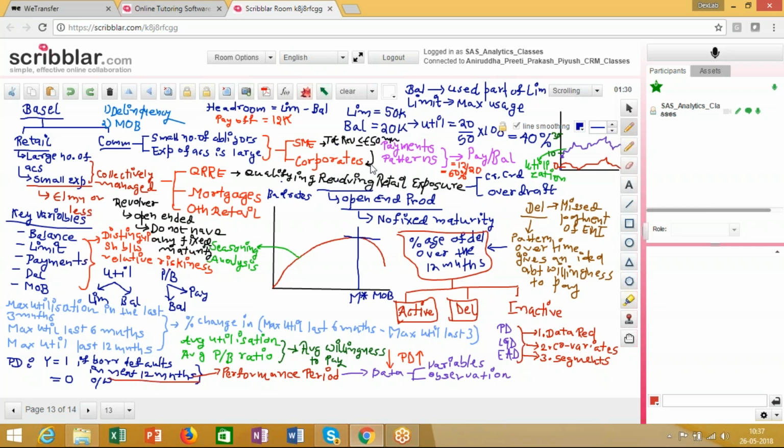So let us quickly look into one retail product and one commercial product and try to understand how the overall sources of riskiness would vary for both these products. If I were to develop a Basel model, how would I do it for each of these products?